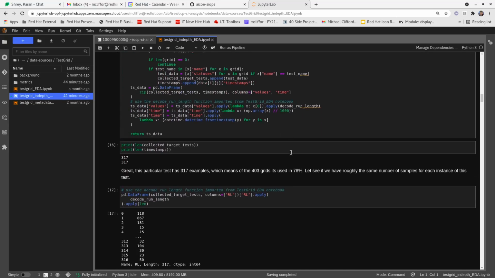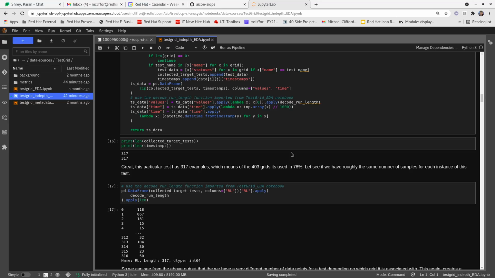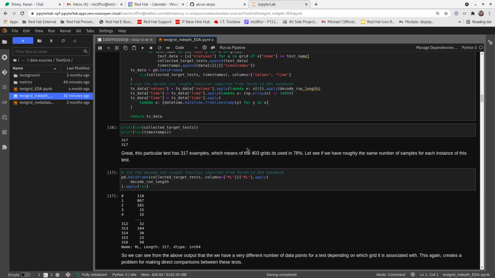Great. So we can see that of the 403 grids that we have access to in this data set, 317 of them use this particular test. The next thing we want to ask is: if all these grids have the same test, is it all the same time period? Are the lengths of the samples that we have for each grid for this test the same?